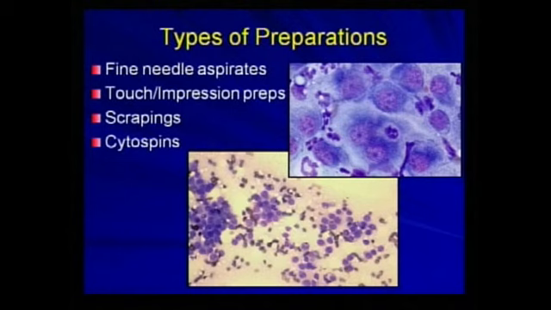These are a couple of preparations. The top right-hand corner is a cytospin preparation from the urinary bladder of a dog. We get a lot of neutrophils, but we also concentrate those neoplastic cells. And in the bottom center, we're looking at a touch impression from a bisected lymph node, which gives us an adequate cellular preparation with just a little bit of blood.